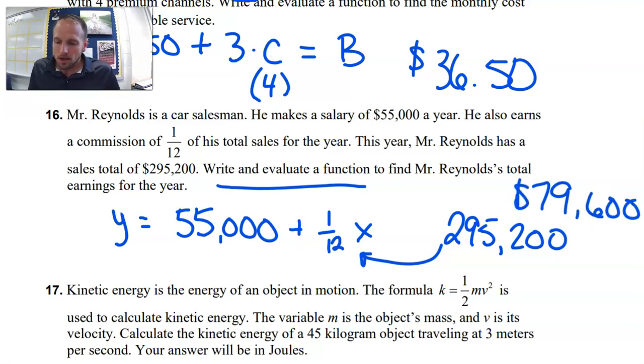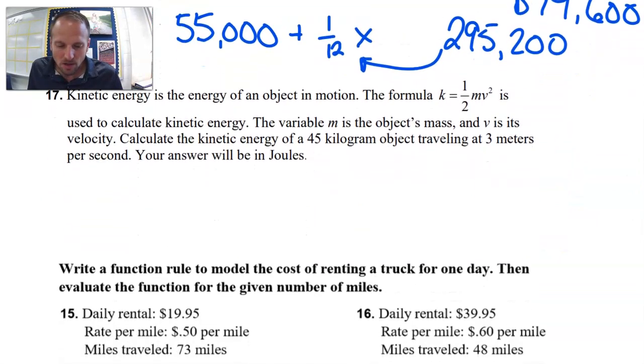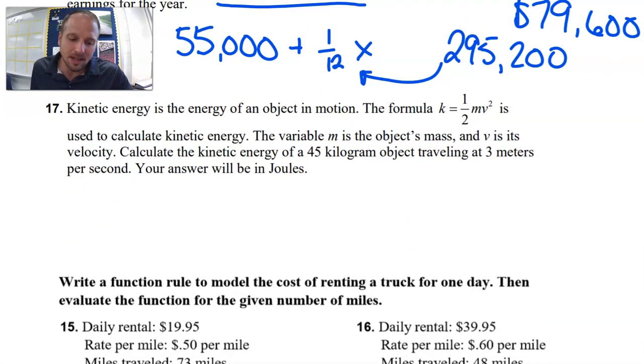79,600. Okay, so not bad. Just write the equation and then sub it in. Number 17, kinetic energy is the energy of an object in motion. The formula, okay, so this time we've got a formula written. Okay, so this is going to be so easy. M is the object's mass, and V is its velocity.